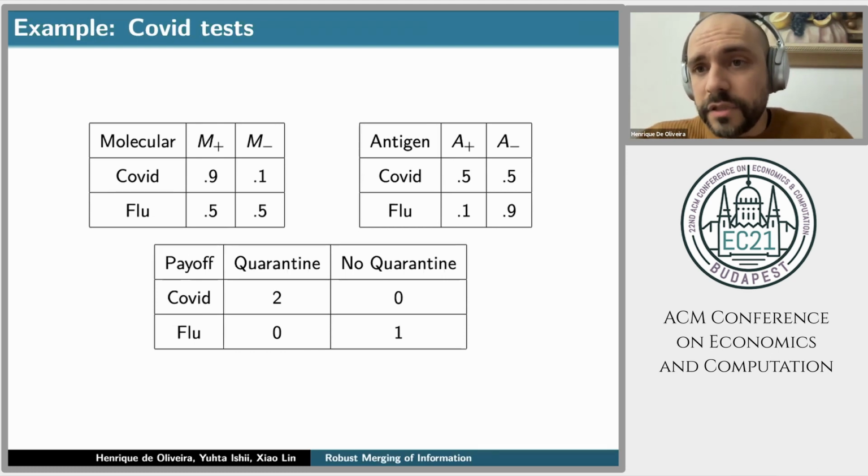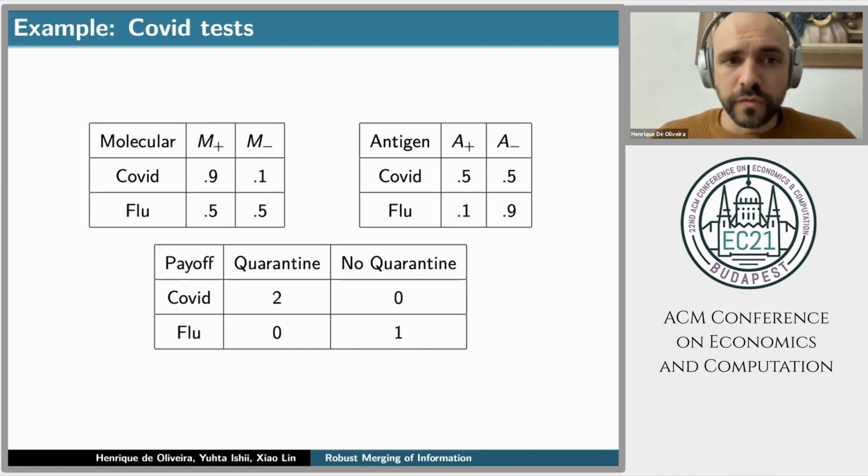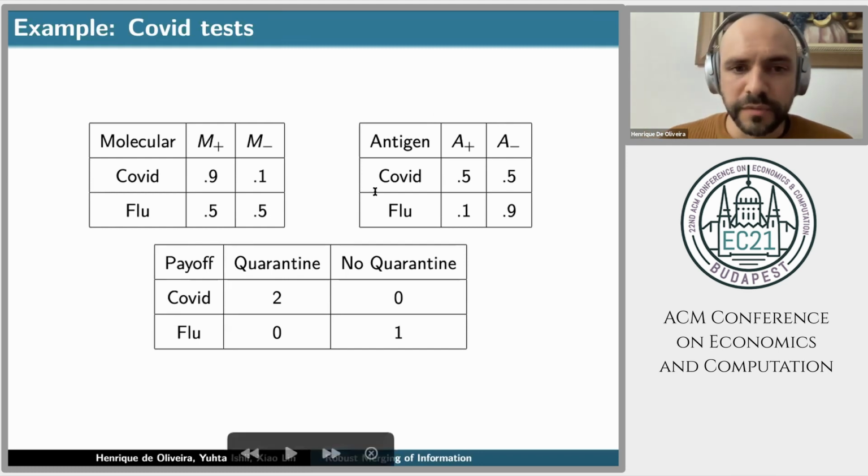The idea is that we have a doctor who receives a patient with some suspicious COVID symptoms. Let's say that the symptoms of the patient give the doctor a prior belief that there's a 50% chance that the patient has COVID and 50% that they just have a common flu. The doctor can perform two different tests here, a molecular test or an antigen test, to find out what the patient has. Then the doctor has to make some decision of whether to recommend the patient to go to quarantine or no quarantine. And then we have these payoffs here.